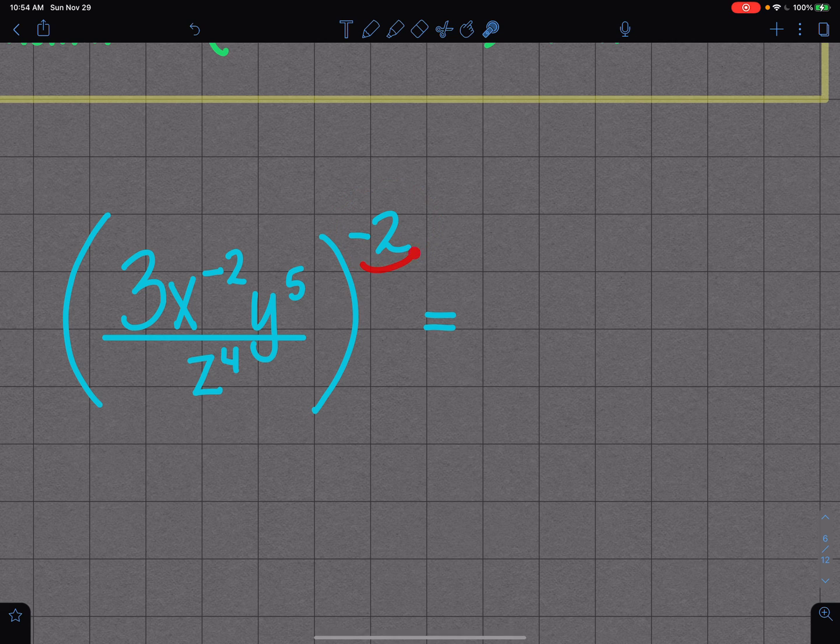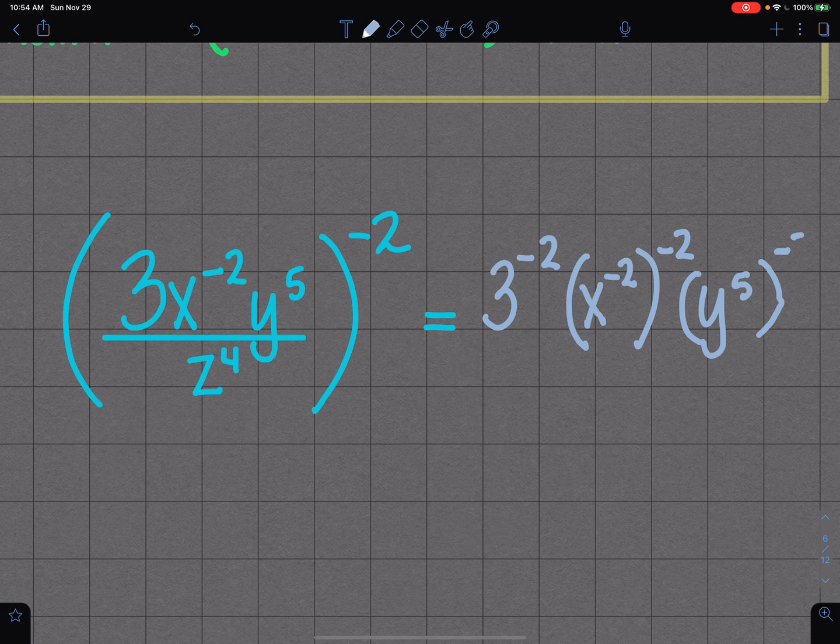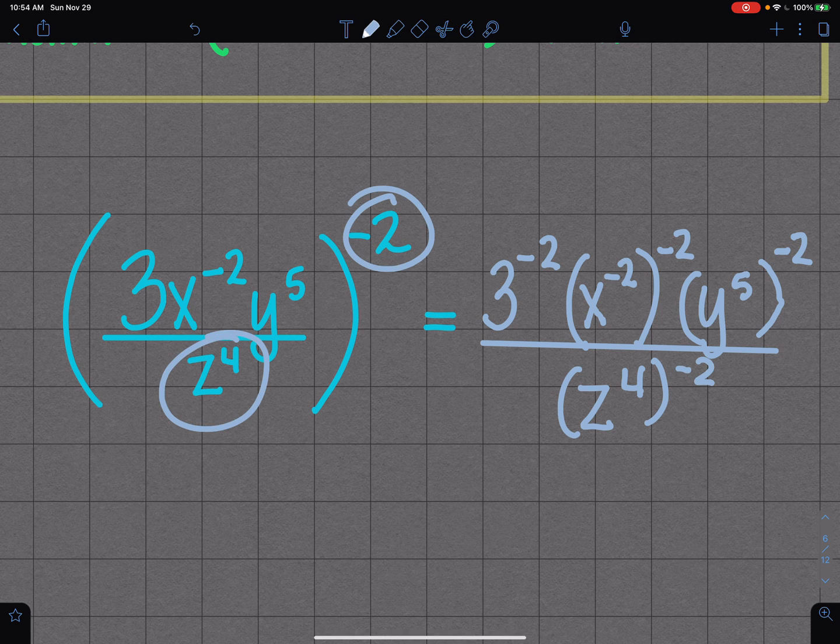So let's just apply that -2 to every term inside, one at a time, okay? And we can even write it out. This is what they did. So it's going to be 3 raised to the -2. Then you have x to the -2 raised to the -2. Then you have y to the 5th raised to the -2, okay? And on the bottom, what do we have on the bottom? We have a z to the 4th raised to the -2. So this applies to this as well, okay?